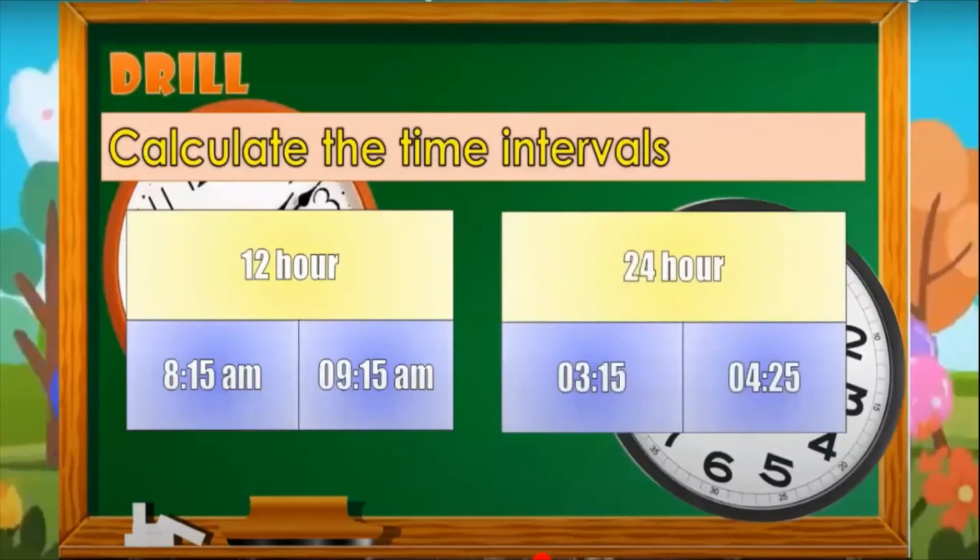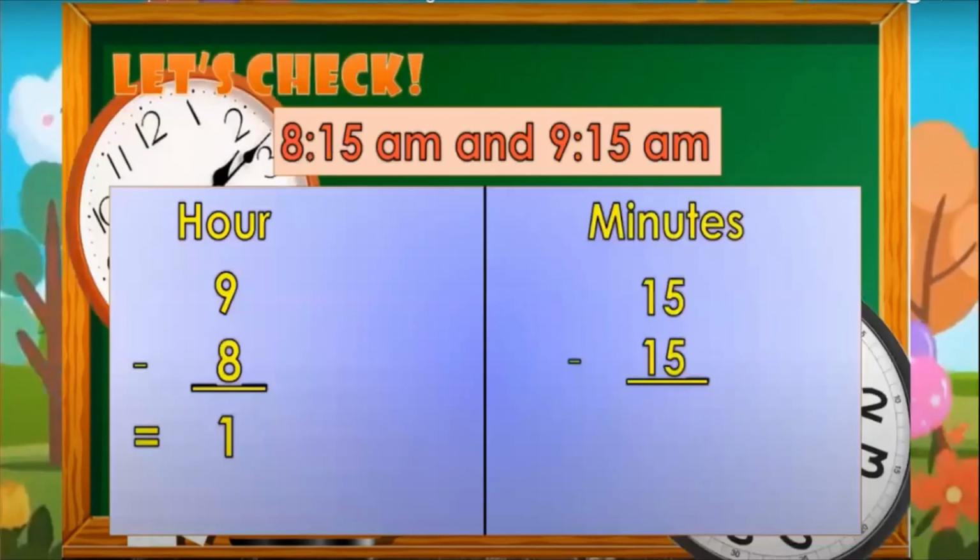Let us have a drill and calculate the time interval between times on the 12-hour clock. So let's start. What's the time interval between 8:15 a.m. to 9:15 a.m.? Let us subtract first our hours. 9 minus 8, that is 1. And for our minutes, 15 minus 15, that is 0. So what is the time interval? We have a 1 hour time interval.